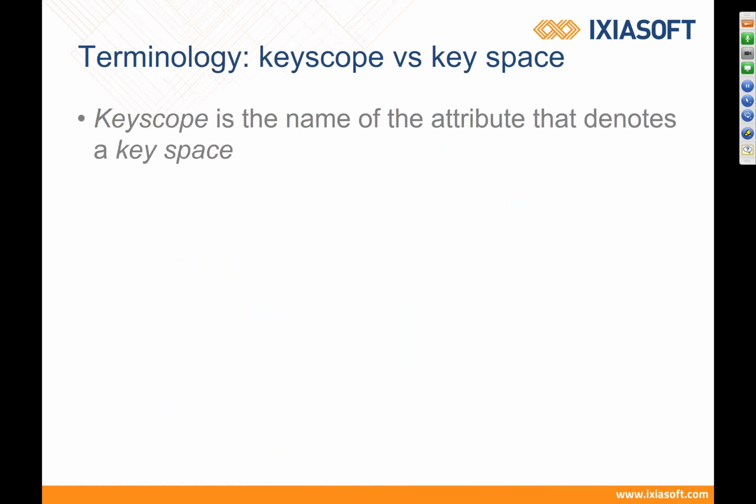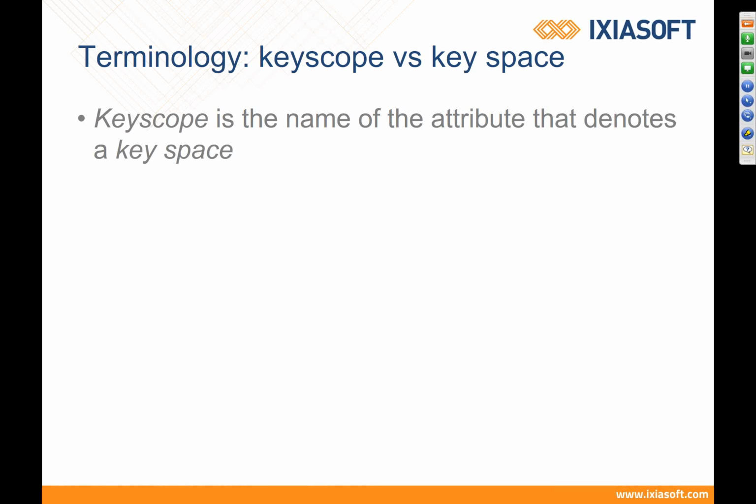Now, I'm going to take a moment and clarify a little terminology. There's key scope and there's key space. You'll hear both terms. Key scope is the name of the attribute that denotes or defines a key space.